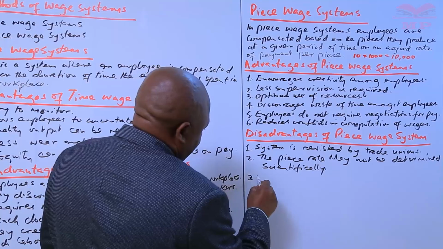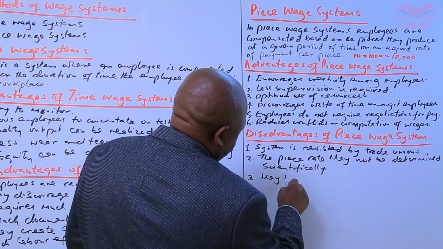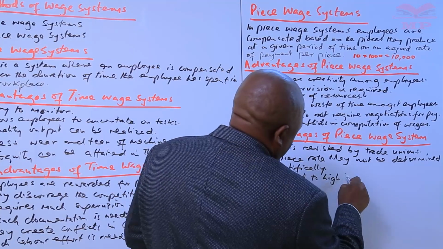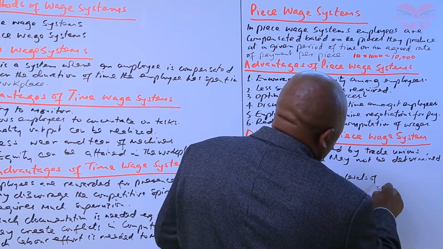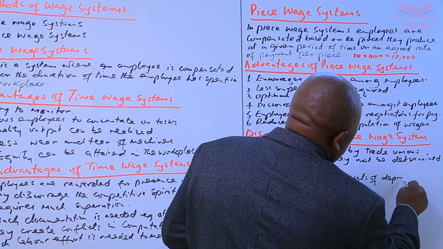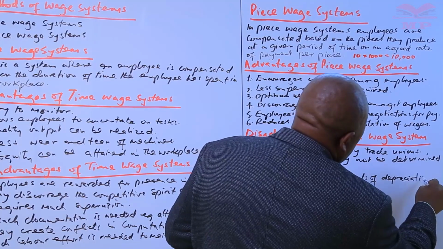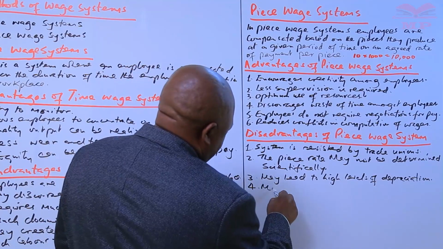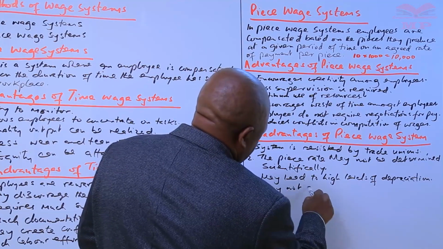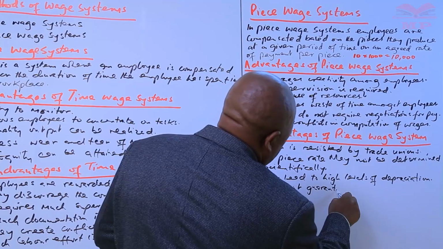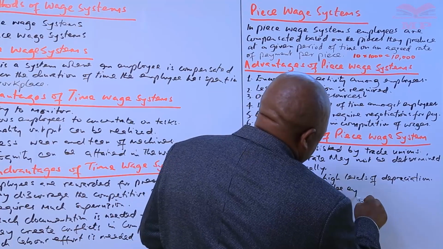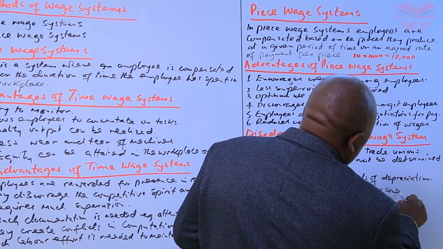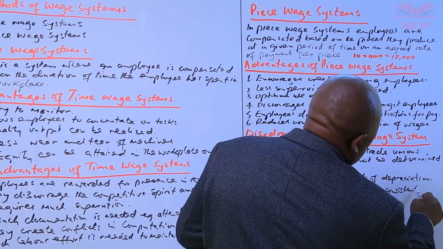And then number three, may lead to high levels of depreciation. Number four, may not guarantee employees consistent income.